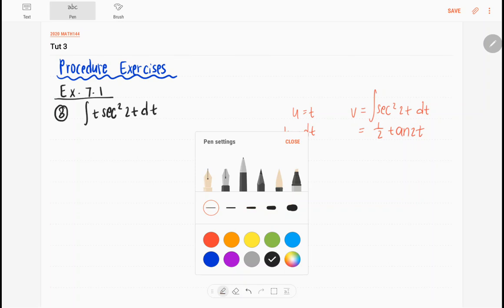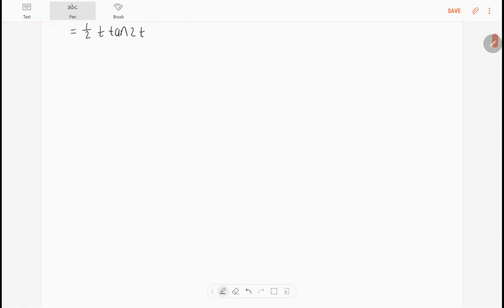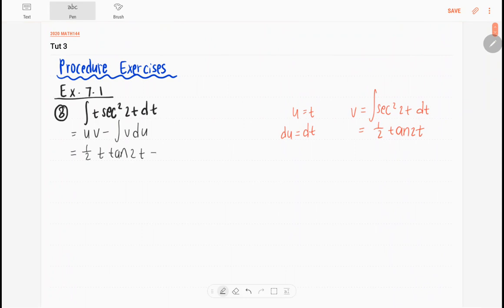So let's put it into our formula. Our integration by parts formula is u multiplied by v minus the integral of v du. We have u, which is t, and we have v, which is a half tan 2t. So it's going to be a half t tan 2t minus, and then we have the integral of v. I'm just going to write the half in front of the integral, and then we have the integral of tan 2t, and then we have du, which is just dt.